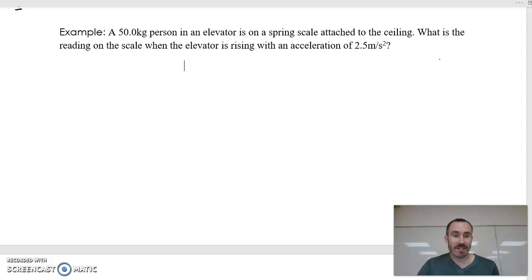So here's our spring scale. Let's say it's somehow attached to the ceiling. Here's a hook attached to the ceiling. And then there is the spring scale part. You know what a spring scale looks like, hopefully. And then there is the person who is hanging from the spring scale, but they're hanging by their arms, so you know everything's fine.